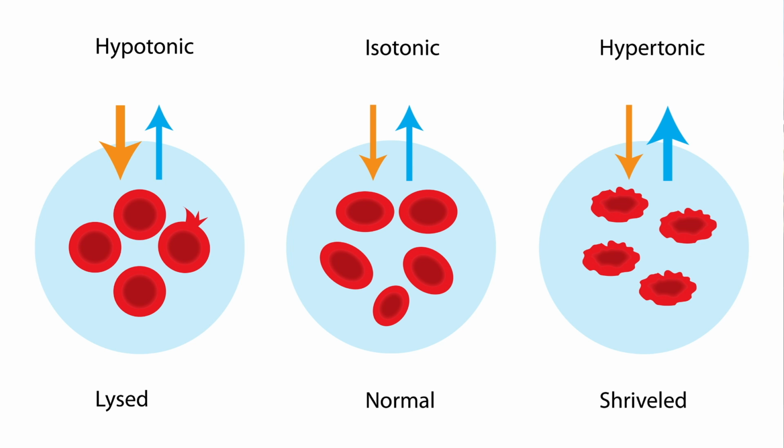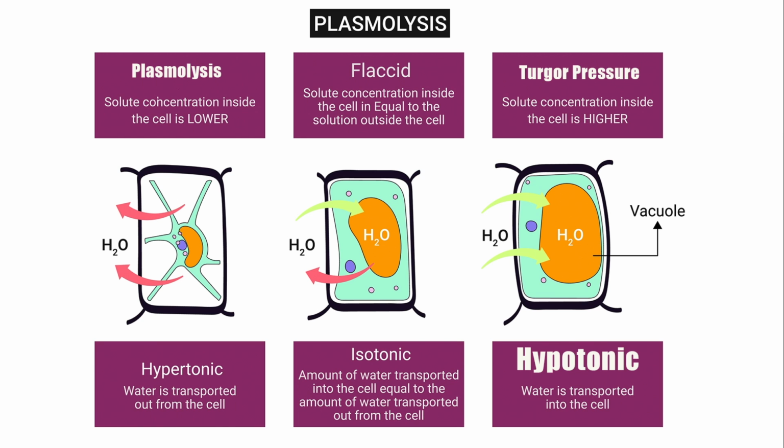On the right-hand side, we have a hypertonic solution. So we have more solute outside the cell than inside. Water is going to leave the cell, and the cell is going to shrivel. All right, so in a plant cell or a bacterial cell, cells that have cell walls, the outcome is going to be a little bit different.